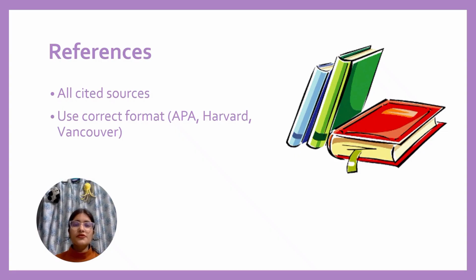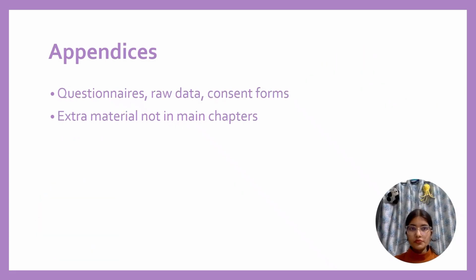Next is references. This section should give credit to all authors you cited. Follow your university's required format strictly. Double check because missing references can cause plagiarism issues. Next is appendices. Appendices are for supporting material. For example, your survey questionnaire, consent forms, detailed tables or raw data. Label them properly and refer to them in your main text.